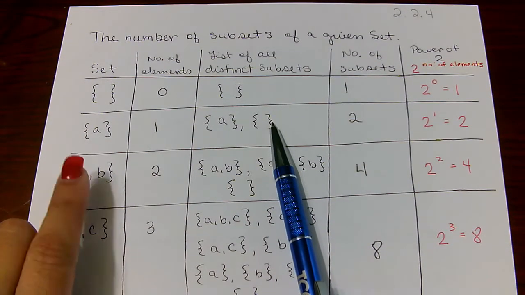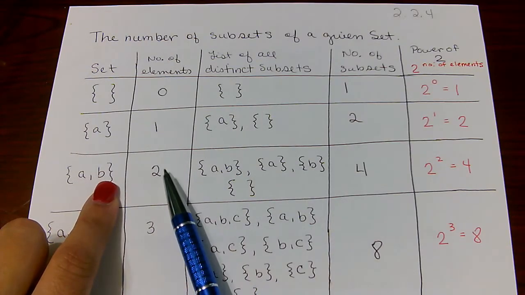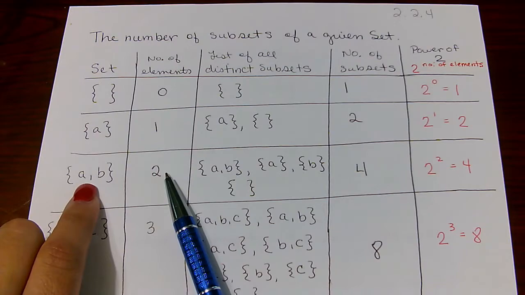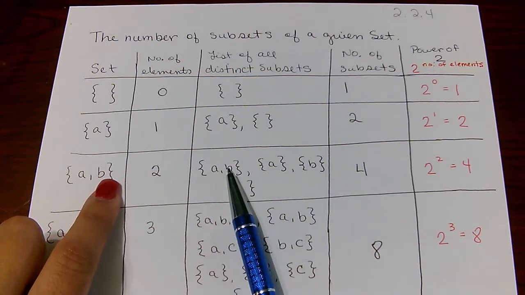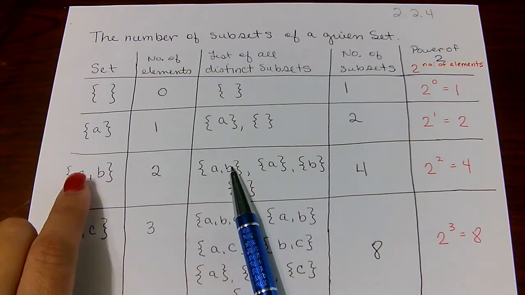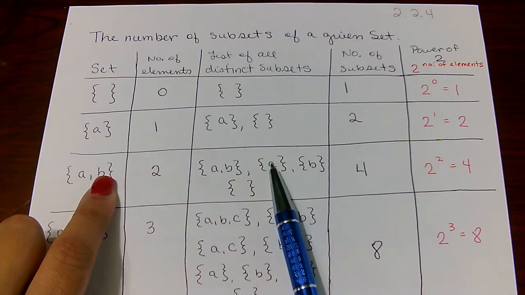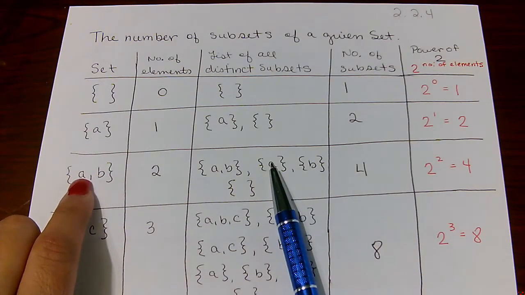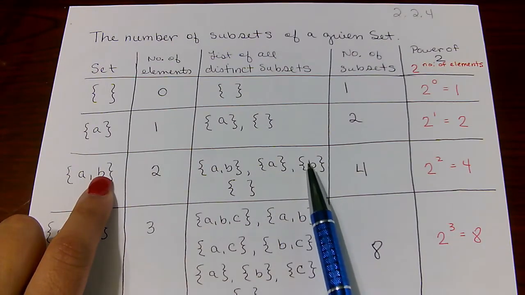Okay, let's continue. Here we have the set with the A and the B. There are 2 elements in this set. So let's say we do have the A and we do have the B. This is considered a subset. Let's say we have the A but not the B. This is a proper subset. Let's say we do not have the A but we do have the B.